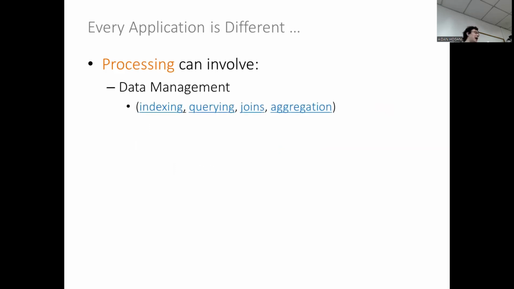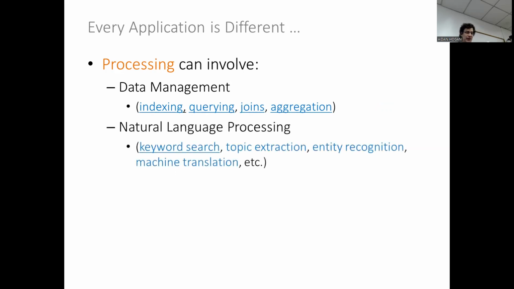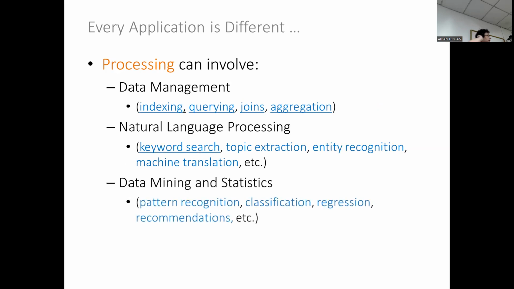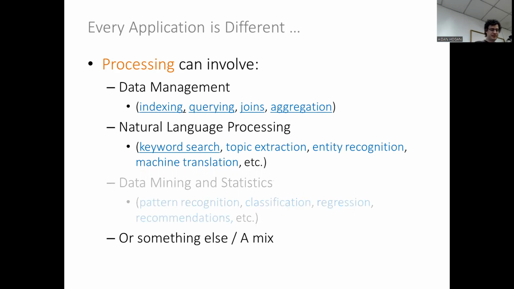Processing can involve data management, kind of indexing, querying, joins, aggregation. It can involve natural language processing, keyword search, topic extraction, entity identification or entity recognition, machine translation. It can involve data mining and statistics, pattern recognition, classification, regression, recommendations, or something else, or a mix, right? So there's many things that are encapsulated within the big data sphere.